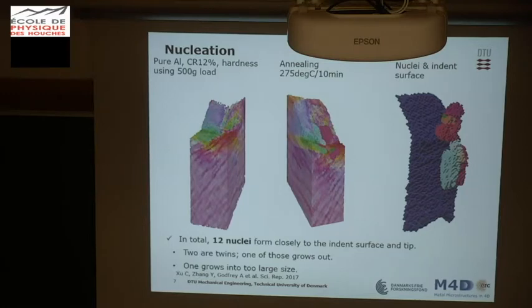In total, we found 12 nuclei. They are not so big, so they are not growing out of the gauge volume, and we can still analyze a lot of details. Two of them are twins, and one grew too large, so we didn't analyze that. So we have 9 nuclei to analyze.